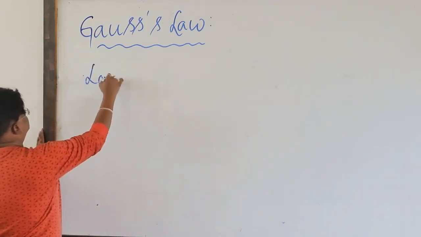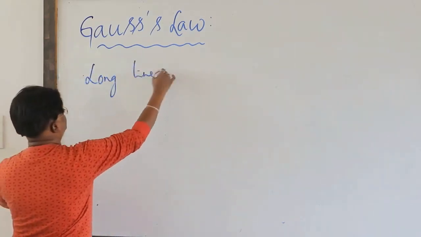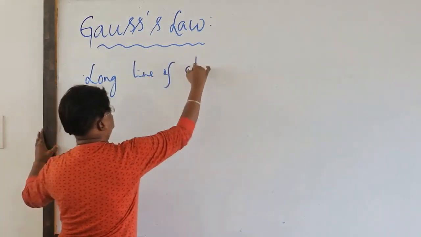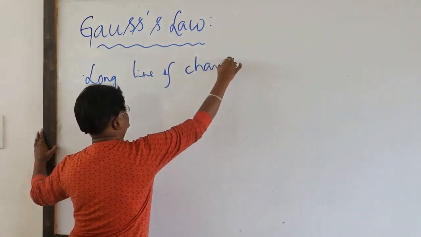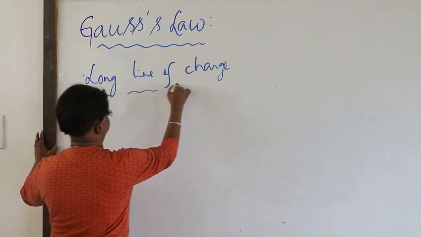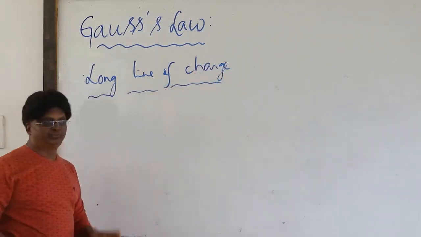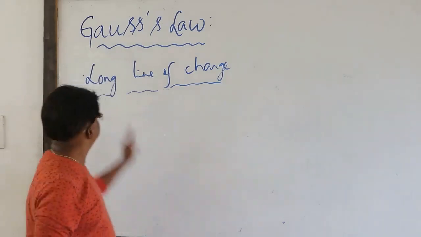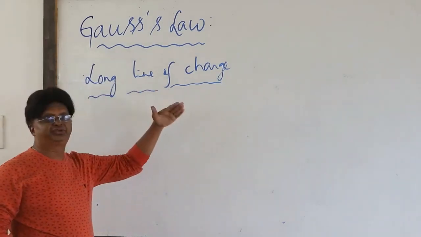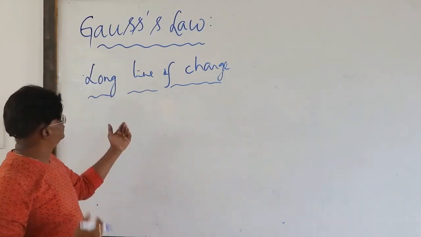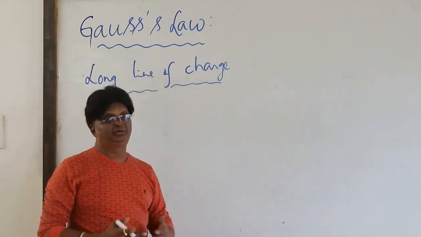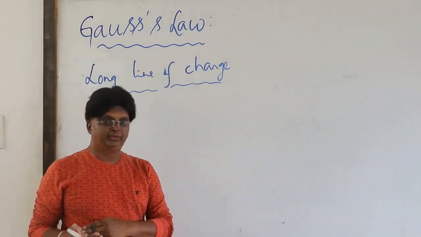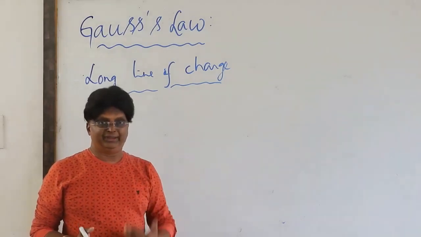Long line of charge is our topic, and we are now finding the electric field intensity. Remember, here we said it is a long line of charge, or else we should also say a line of charge of infinite length. Here the length is not finite.